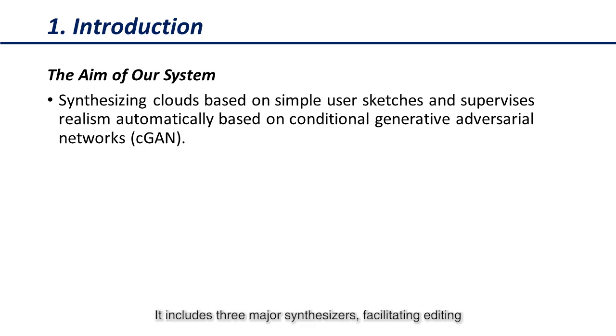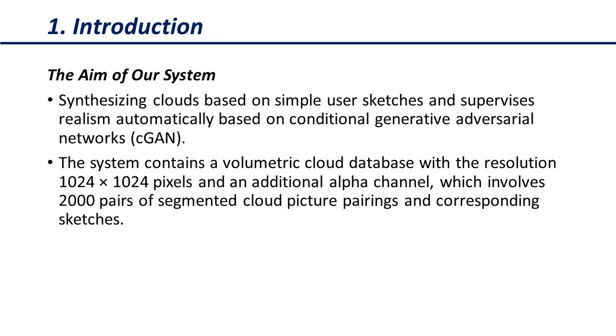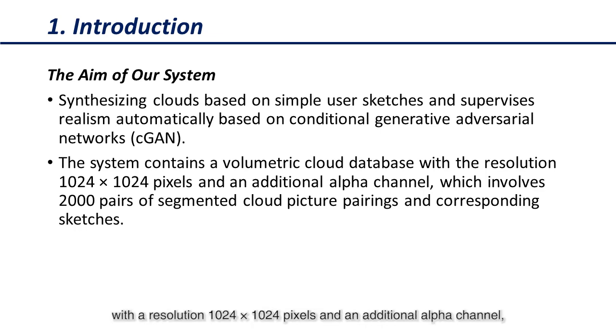It includes three major synthesizers, facilitating editing of the fine details of volumetric clouds. The system contains a volumetric cloud database with a resolution of 1024 by 1024 pixels and an additional alpha channel, which involves 2000 pairs of segmented cloud pictures and corresponding sketches. Thus, it is sufficient to synthesize the detailed characteristics of clouds with the alpha channel, including features such as density distribution, silver lining feature, and light flux.